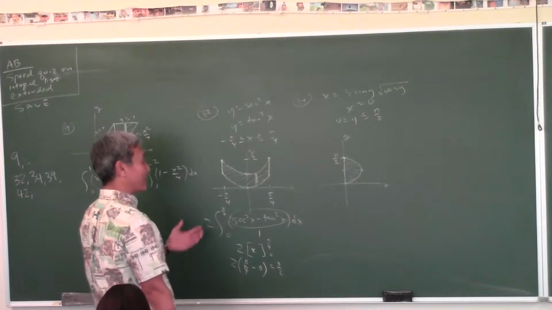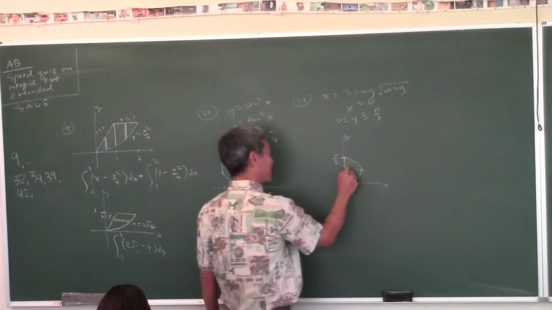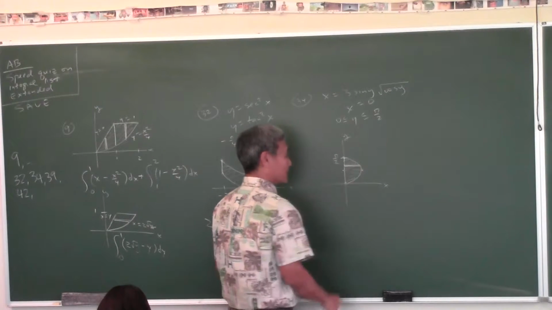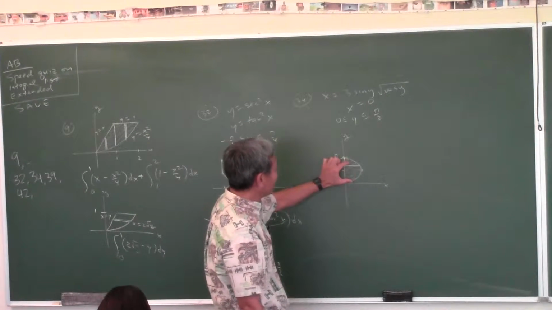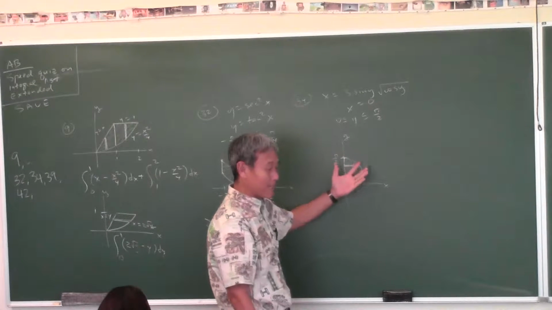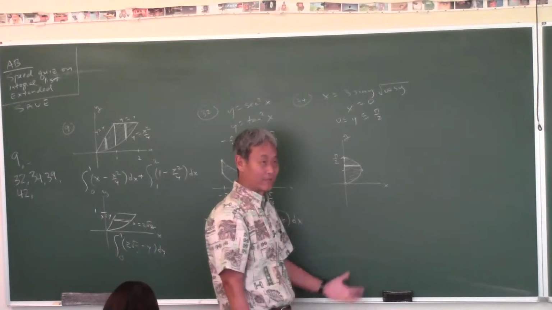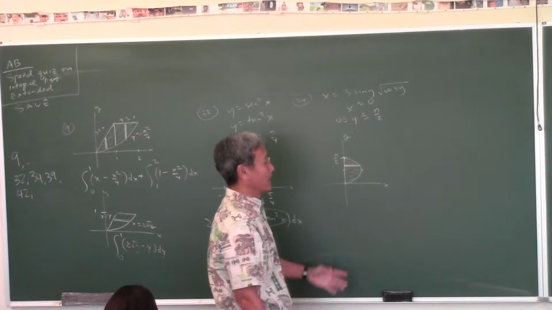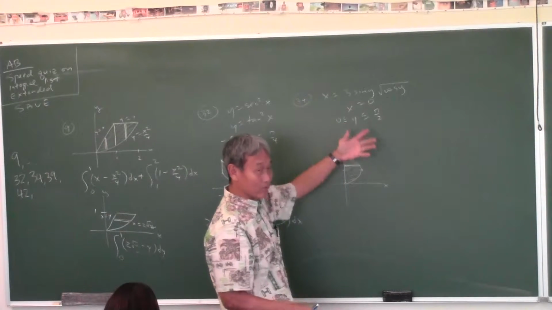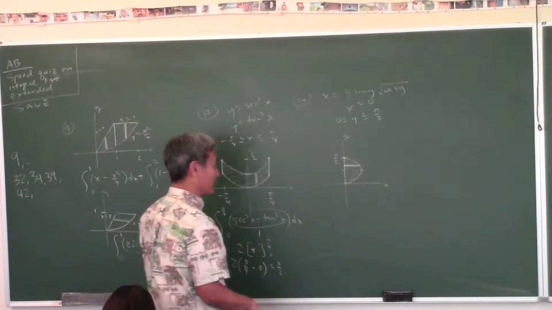So can you see you definitely want to use a horizontal rectangle? Because if you use a vertical rectangle, the top minus bottom is the same curve. And the biggest hint is x equals. That's a hint to do a horizontal rectangle.